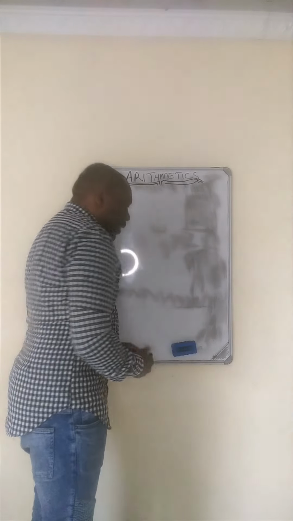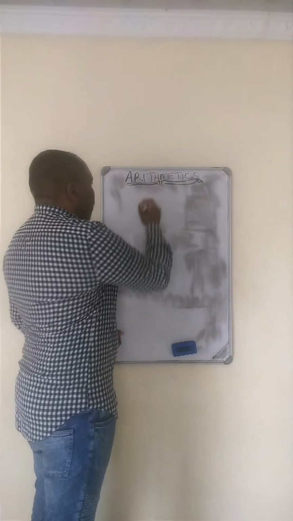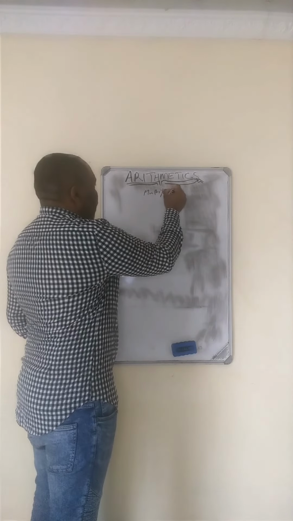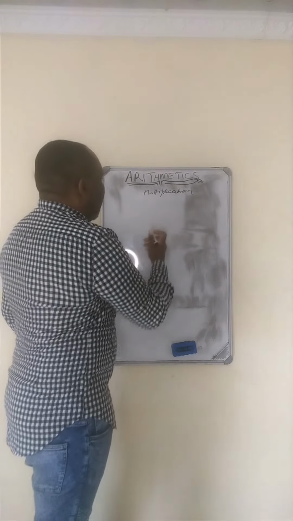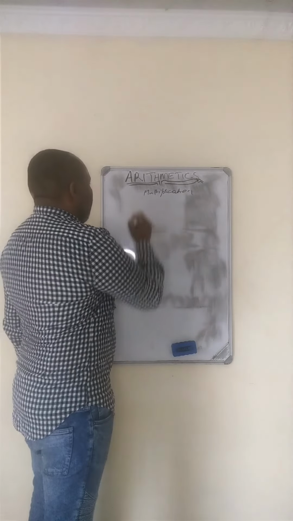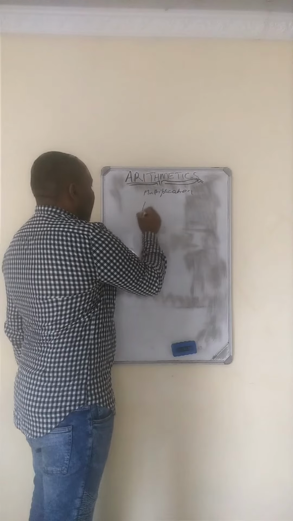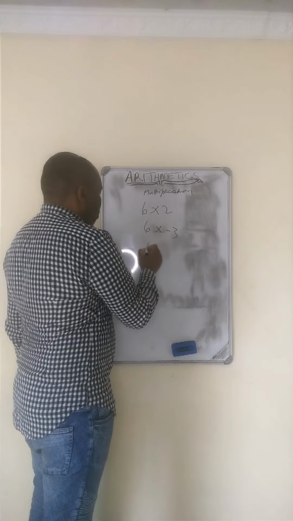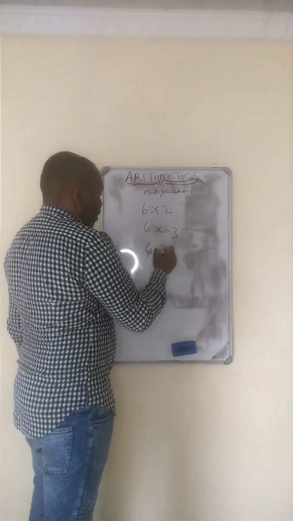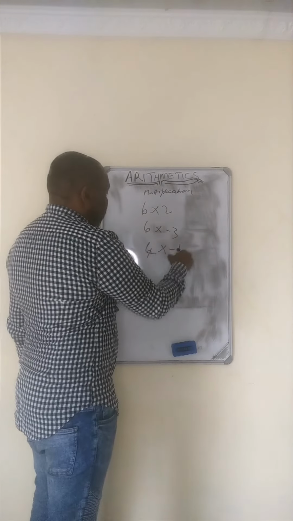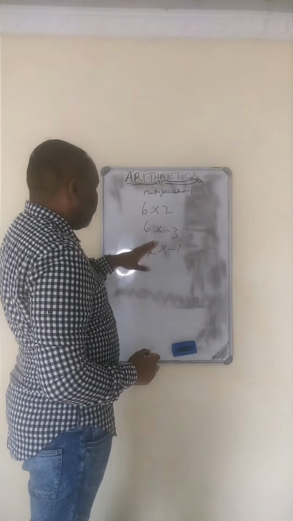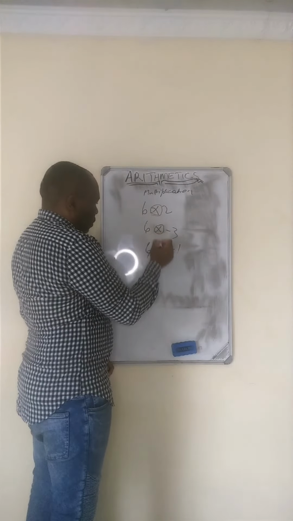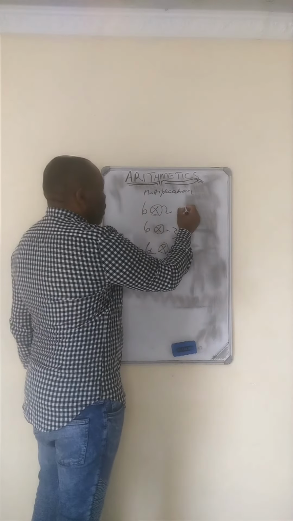In division and multiplication, let me start with multiplication. We have 6 times 2, 6 times minus 3, 4 times minus 1. Let me put it this way. In multiplication, we either use this sign or we use brackets.